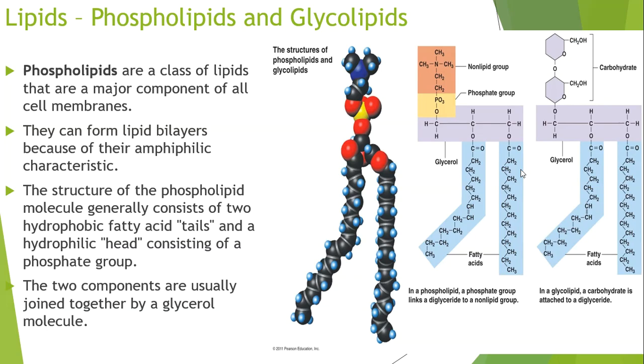These phospholipids are typically amphipathic, meaning that they have some hydrophobic qualities and some hydrophilic qualities. The structure of the phospholipid molecule generally consists of a hydrophobic fatty acid tail and a hydrophilic head that contains the phosphate group. The two components are usually joined together by a glycerol molecule. Hydrophobic means water fearing, and hydrophilic means water loving. So the head wants to interact with water, the tail wants to avoid water at all costs.